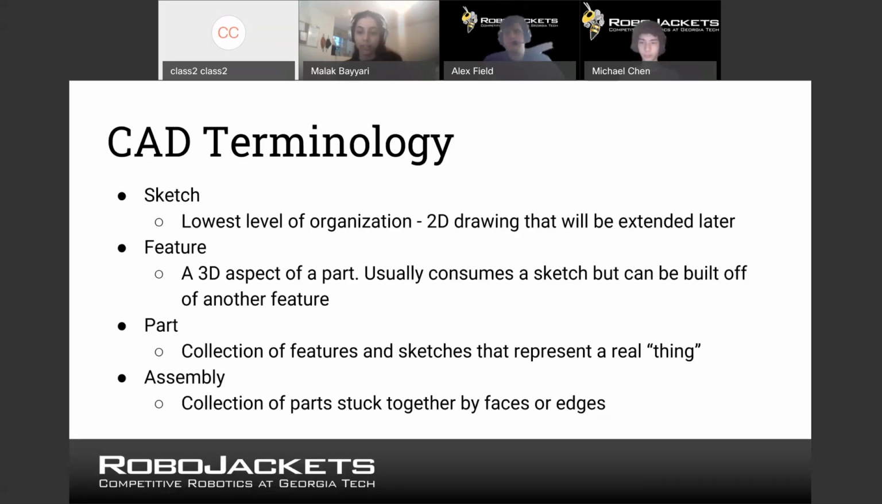A part will consist of multiple sketches and features, so it's an amalgamation of one design. And your assembly is an amalgamation of your parts. It's all your parts in one area, and that's what your robot will look like at the end. You'll design all of your mechanisms or smaller assemblies separately, and then you can add them all into one area to represent what your robot will look like when you're done.